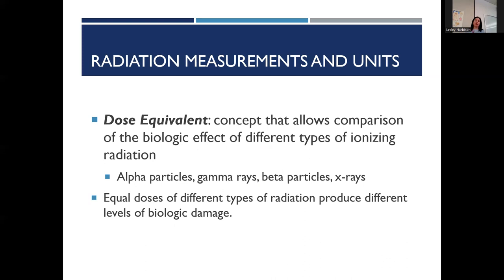So we have the first two, and then dose equivalent is a concept that allows comparison of the biological effect of different types of ionizing radiation. So they will compare alpha particles, gamma rays, beta particles, and x-rays, and see that a dose of x-ray is equivalent to this much gamma rays or something like that. So that's the dose equivalent. Equal doses of different types of radiation produce different levels of biological damage. So we're definitely on the lower end of all of it.